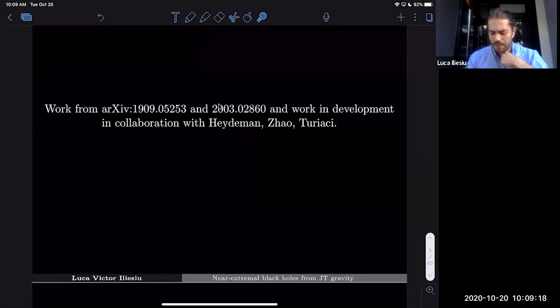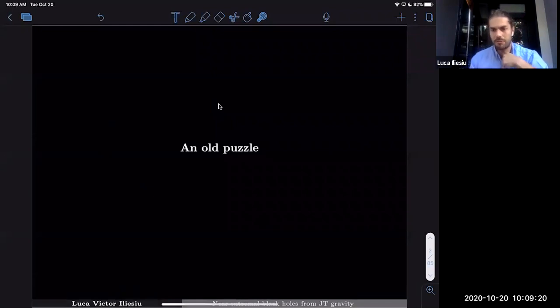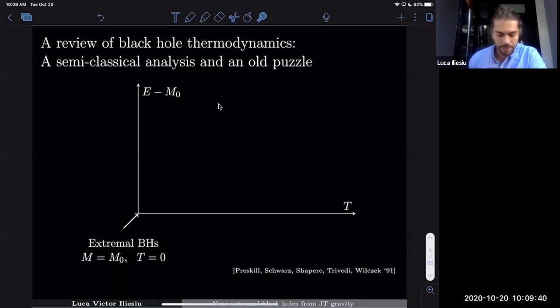Okay, so I want to start my talk by reminding you of an old puzzle that occurs in black hole thermodynamics, and more specifically, when looking at the thermodynamics of near-extremal black holes. So black holes with extremely low temperature. So the puzzle goes as follows.